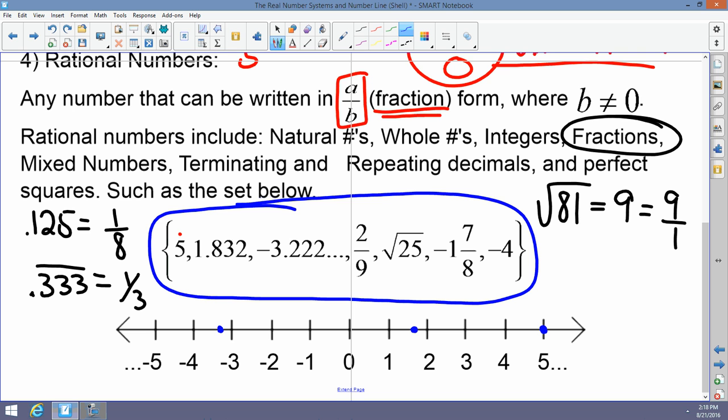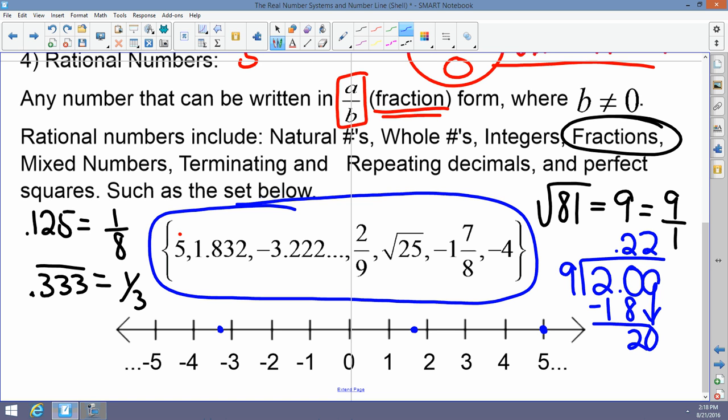Okay, 2/9. How do we do 2/9? Well, we've got to convert. If you don't remember, you convert a fraction to a decimal by simply dividing. So if I take 9 on the outside and place my 2 on the inside, that's going to be a repeating decimal of 0.22222 repeating forever. So 0.222 is between 0 and 1, closer to 0. 0.222 would be roughly about right here.